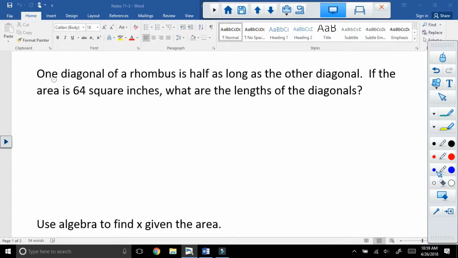Okay, for this one here, it says one diagonal of a rhombus is half as long as the other. If you want to draw a picture for this, you can. You have one diagonal half as long as the other diagonal. Something maybe like that. You have this rhombus.